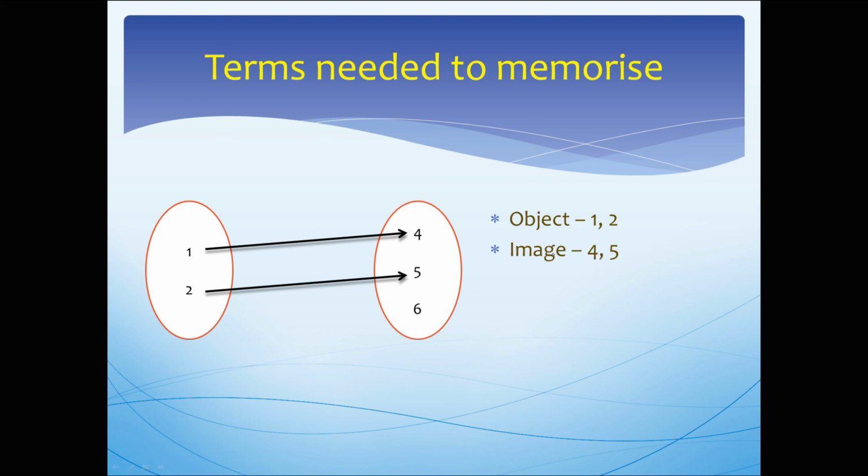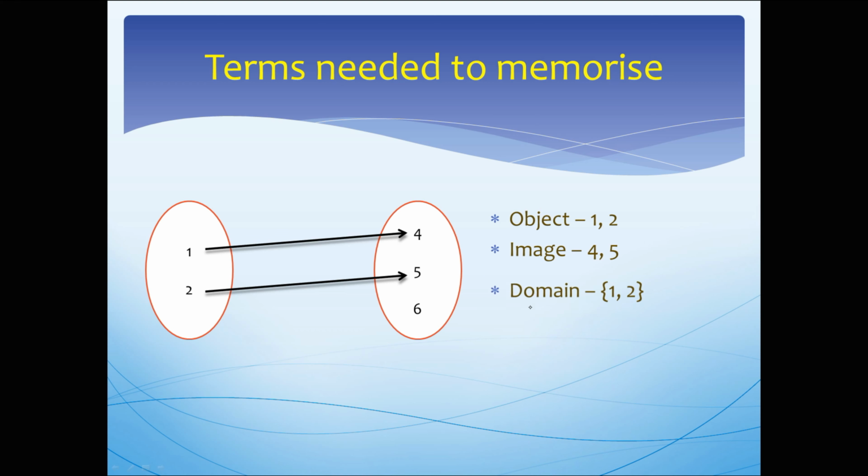The next thing, an image. An image is anything that's connected after you carry out that function, after you carry out that instruction. So it's going to be a 4 and a 5. Your objects are going to be 1 and a 2. As you can see, these are the only things that are connected.